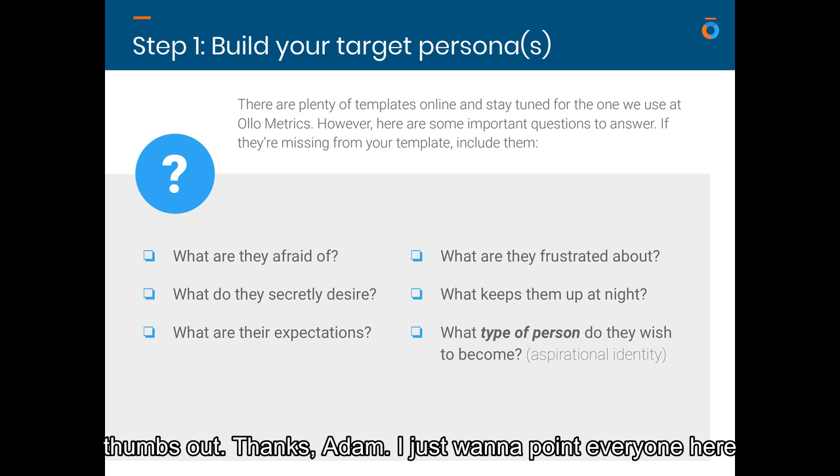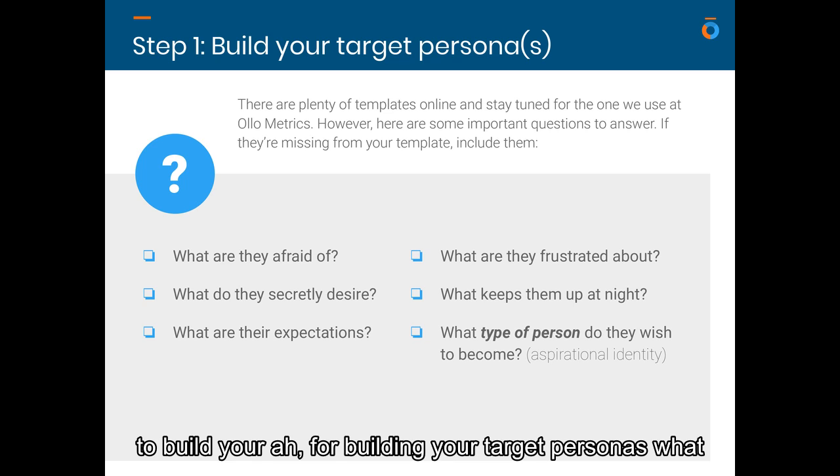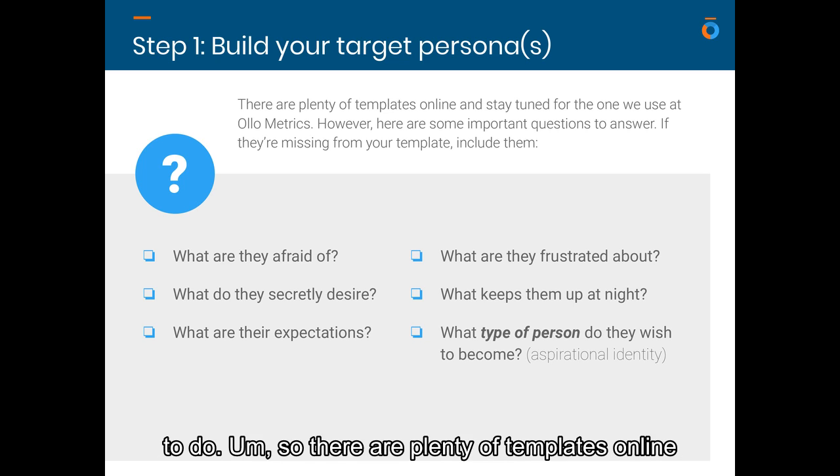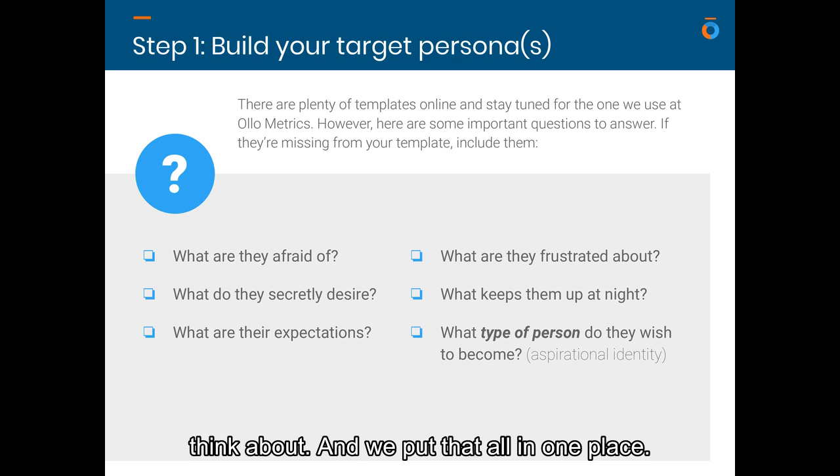I just want to point everyone here to building your target personas, what to do. There are plenty of templates online, and stay tuned for the one that we have. I figured I'd share it just because it's a culmination of a lot of different important angles to think about, and we put that all in one place.